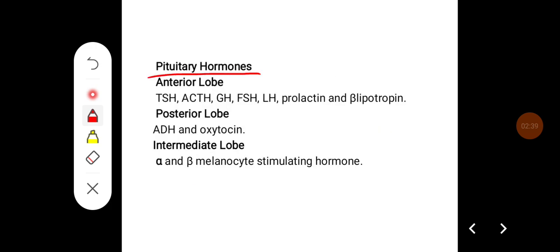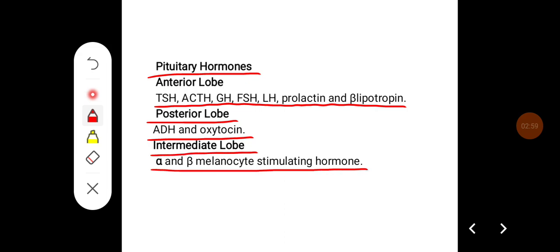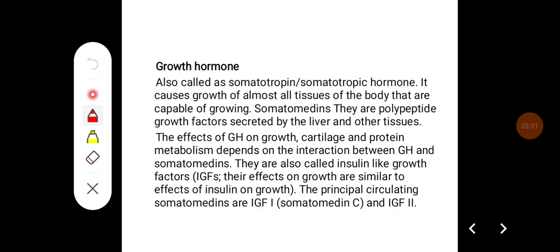Pituitary hormones from the anterior lobe: TSH, ACTH, growth hormone, FSH, LH, prolactin, and beta lipotropin are secreted, whereas from posterior lobe, the antidiuretic hormone and oxytocin are secreted, and from intermediate lobe, alpha and beta melanocyte stimulating hormones are produced.